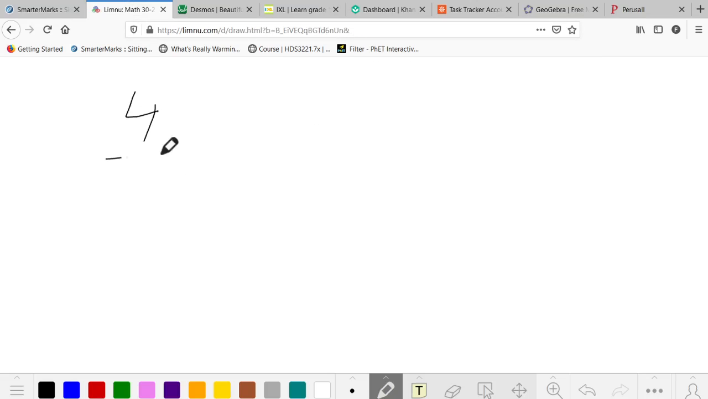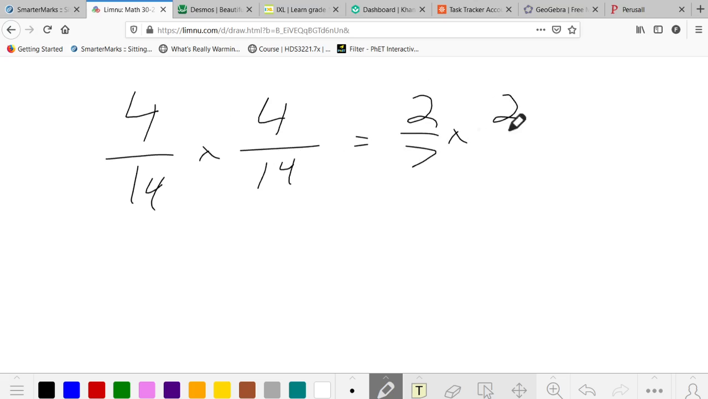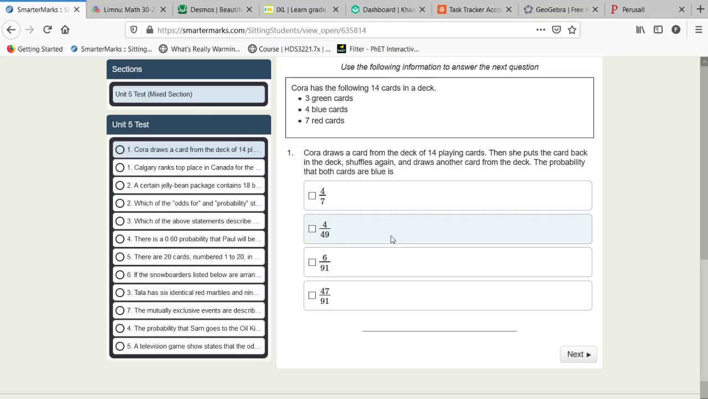So 4 out of 14 and 4 out of 14, so we multiply. And 4 out of 14 reduces to 2 out of 7. 2 times 2 is 4. And 7 times 7 is 49, as we've already seen dropped in the chat. So I still will be going through every question step by step on this one. So any questions about number 1?